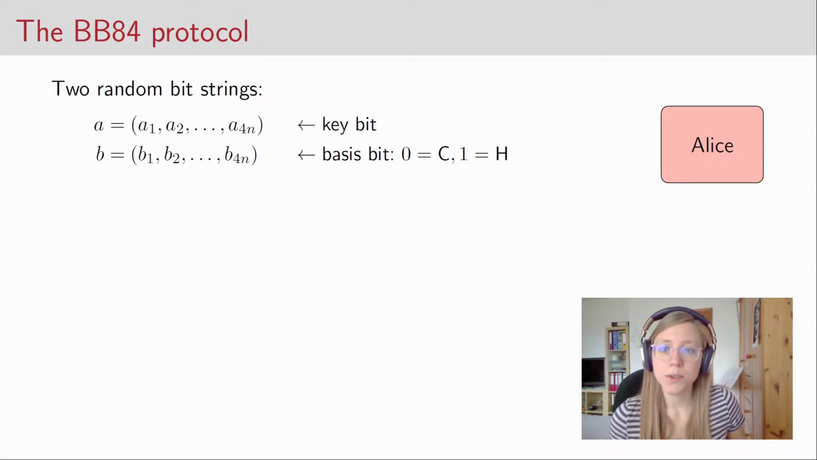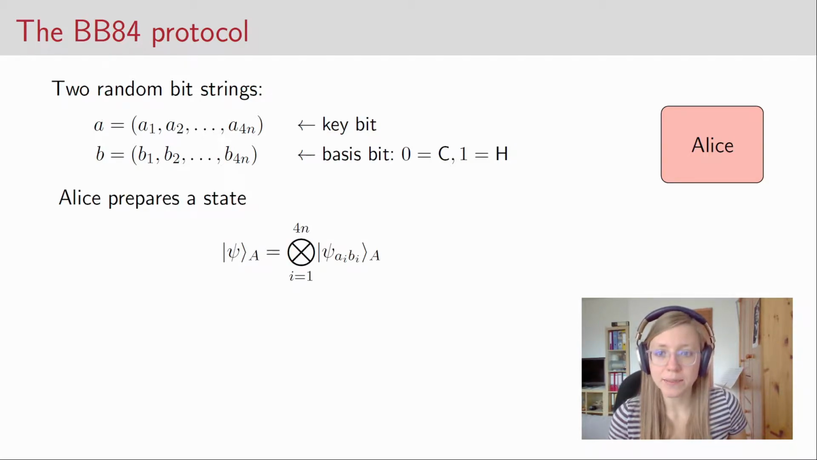She then uses these two strings to prepare states. So here on the right side, you see quantum states psi A_i B_i. The first index A_i is the bit from the key bit string A, and the second index B_i is the bit from the basis string B. And since both bit strings have the length 4n, Alice prepares a tensor product state of 4n qubits.